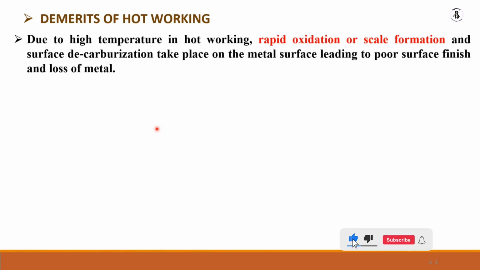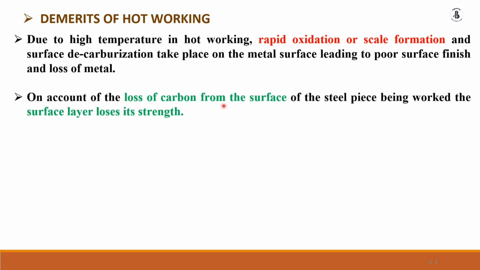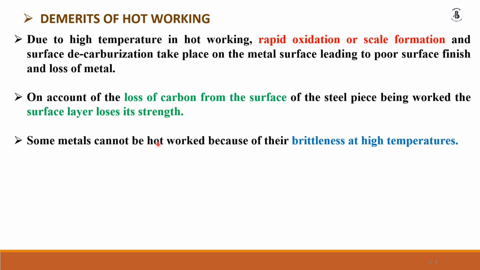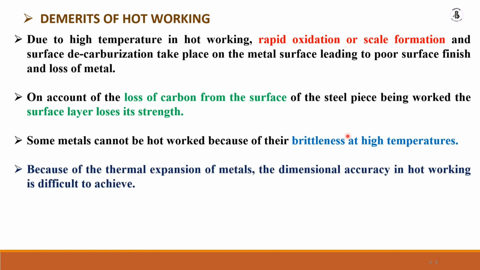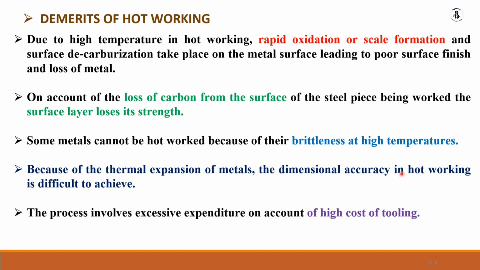Now some of the demerits, or disadvantages, of the hot working process. Due to the temperature in hot working, rapid oxidation or scale formation and surface decarburization take place on the metal surface, leading to poor surface finish and loss of material. So you will have difficulty achieving dimensional accuracy or the desired physical properties with hot working. You should take care with the hot working process, so always work with over dimensions. On account of the loss of carbon from the surface of the steel piece being worked, the surface layer loses its strength. Some metals cannot be hot worked because of their brittleness at higher temperatures. Because of the thermal expansion of metals, dimensional accuracy in the hot working process is difficult to achieve, as we already discussed. The process involves excessive expenditure on account of the high cost of the tooling required.